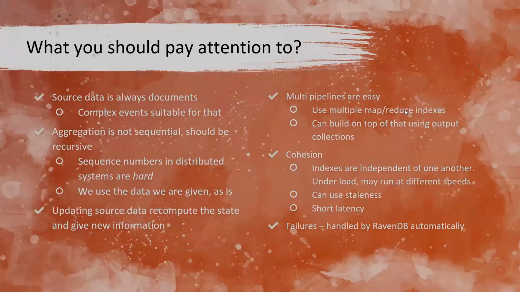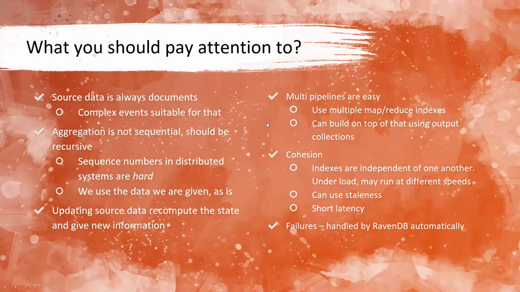Okay, now, things that you really need to pay attention to if you're going with this architecture. The first thing is that the source data is something that you throw into RavenDB as documents. Now, if you have complex events, it's perfect for that, especially because you can add additional data to the event as time goes by. So you don't have to change everything. Existing data will just work as well.